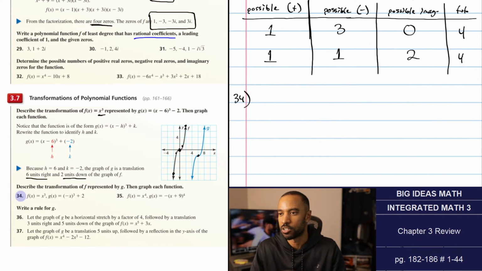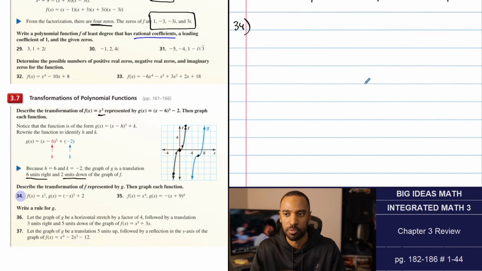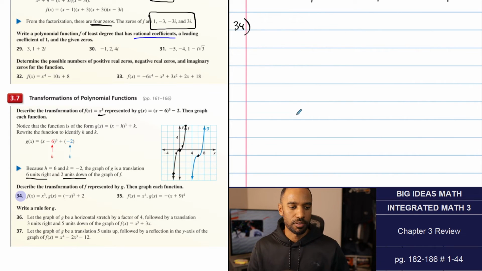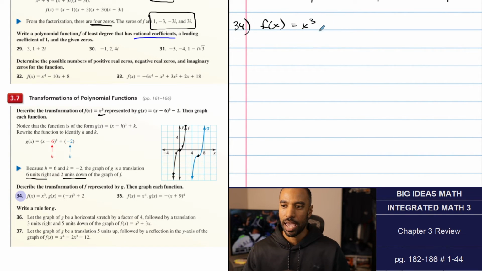If I get to graph parent functions like that, I'll probably do the same thing. I'll start from the center and just graph off that. So let's look at number 34 and 35. Describe the transformation of f represented by g, then graph. Same kind of question. So we have, once again, the parent function x cubed, and we also have g of x equals negative x, quantity cubed, plus 2.